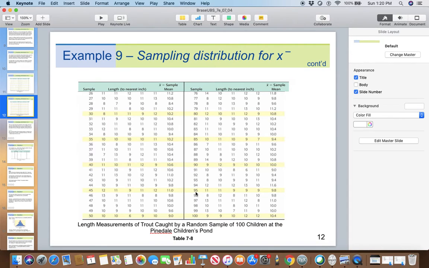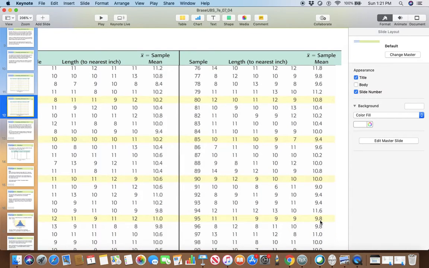For example, here is child number 95. The first fish the child caught was 11 inches long. The second one was 11 inches long. The third one is 9 inches long. The fourth one is 9 inches long. The fifth one is 9 inches long. The average length for child number 95 is 9.8. All right, and so on. The 91st child had 5 fish. Average length is 9.0.